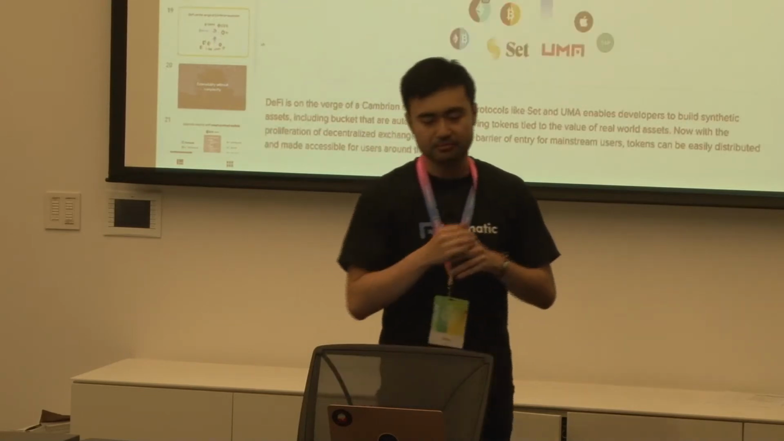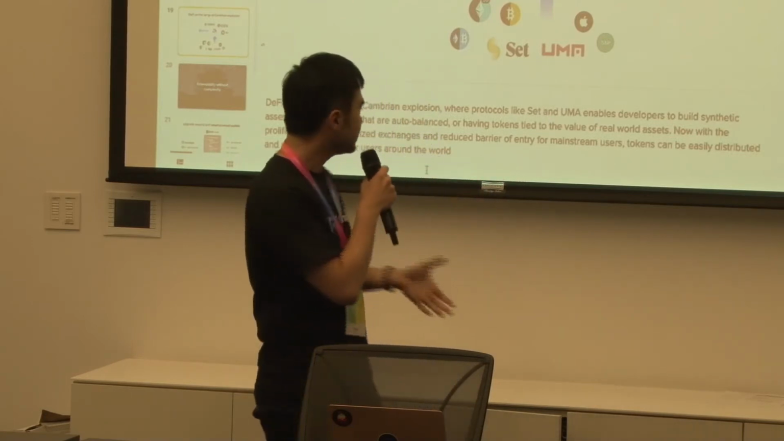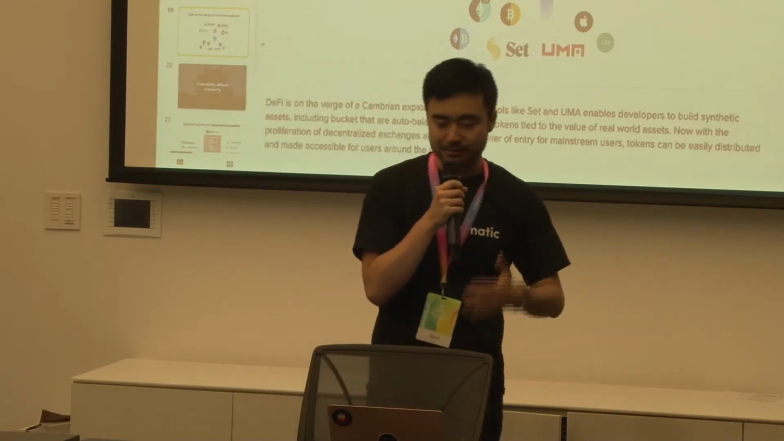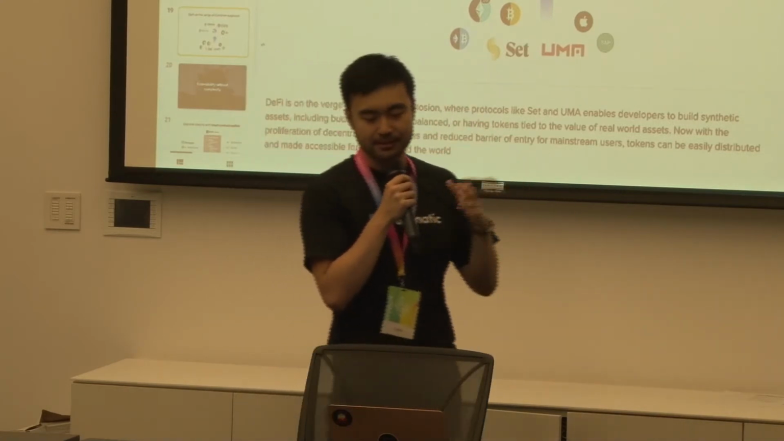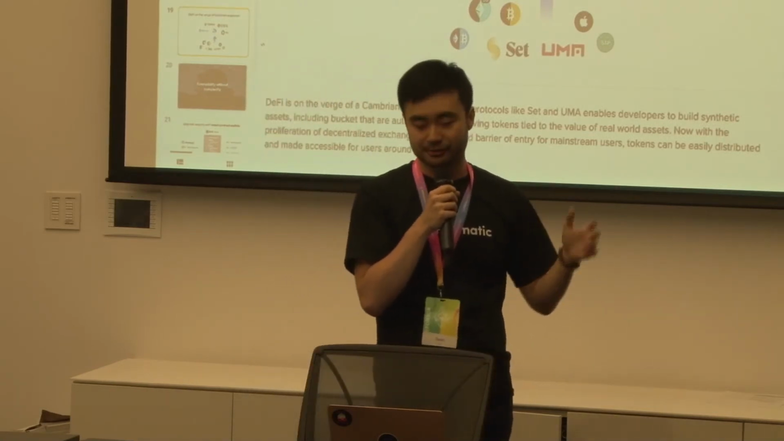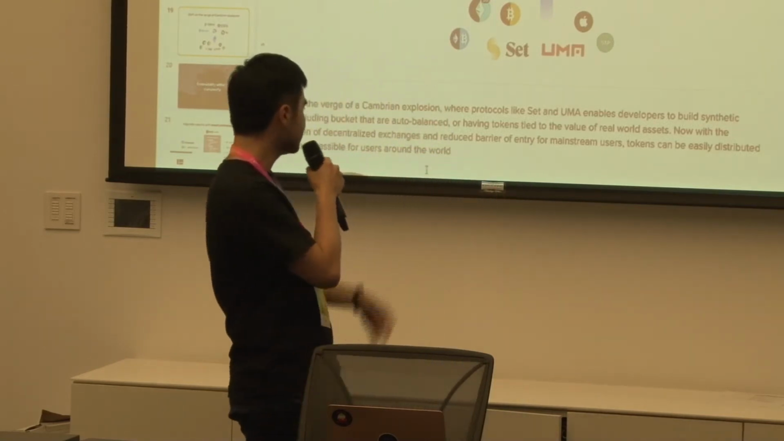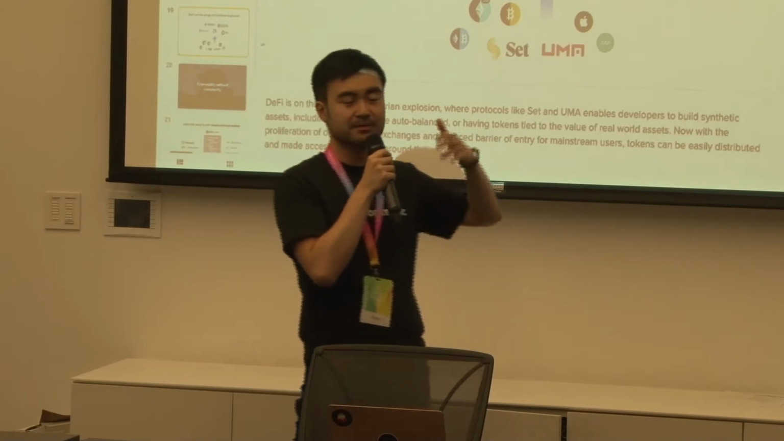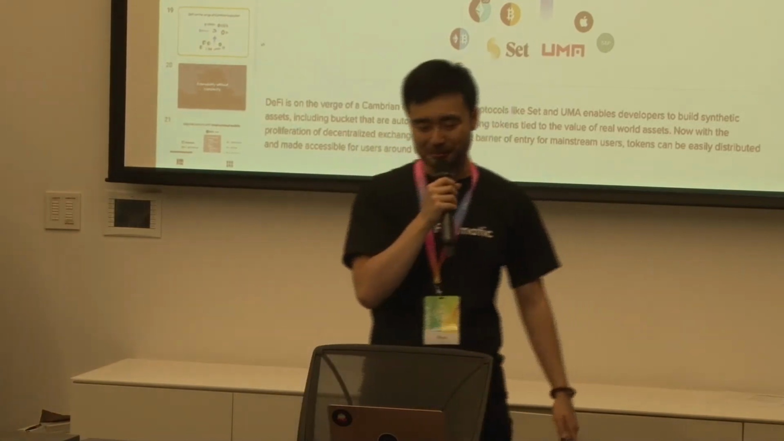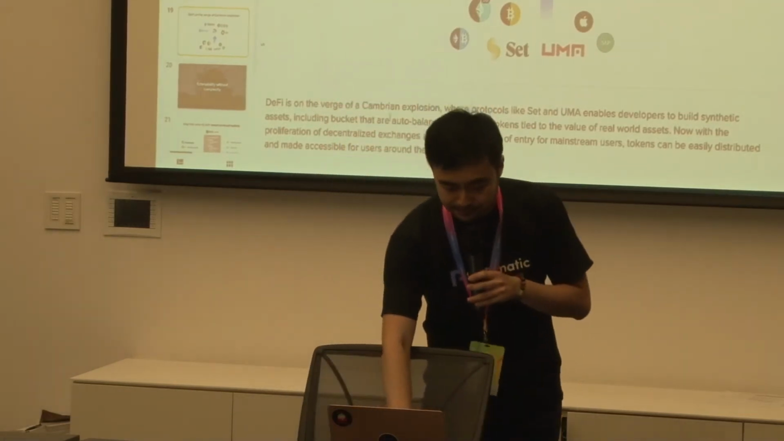And DeFi is on the verge of a Cambrian explosion. Protocols like Set and UMA enable developers to build synthetic assets, right? Baskets of tokens that are auto-balanced, or tokens that are tied to the value of real-world assets. Now, with the proliferation of decentralized exchanges, it's much more accessible to publish these new assets worldwide through these decentralized exchanges.